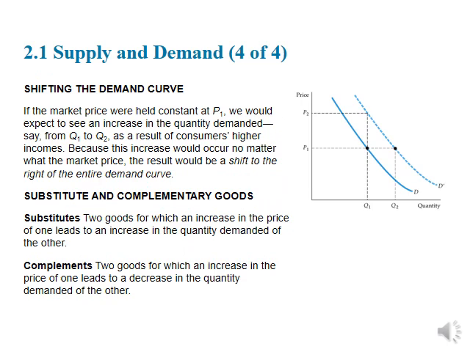There are many things that might shift our demand curve, including the price of related goods. Here we describe substitutes and complements. Substitutes are 2 goods for which an increase in price of one leads to an increase in the quantity demanded of the other.